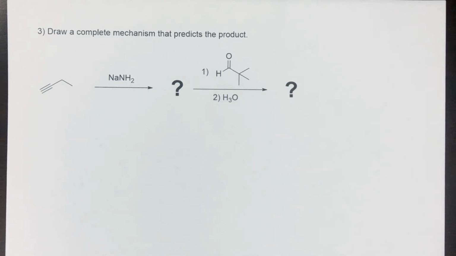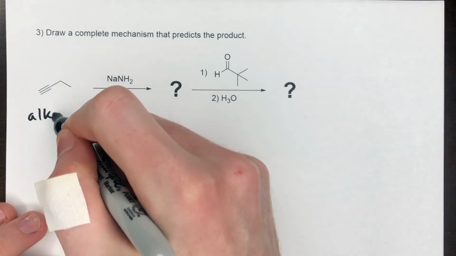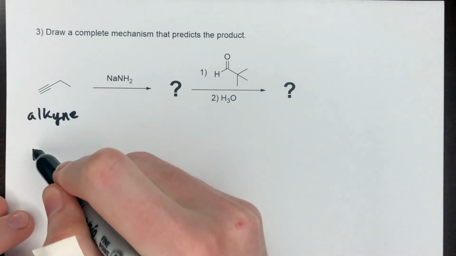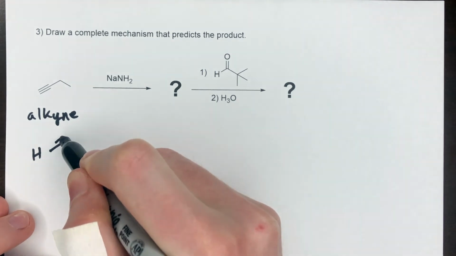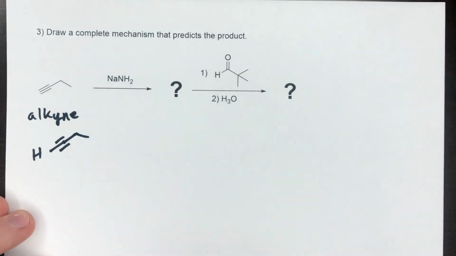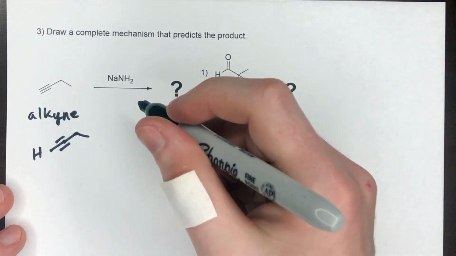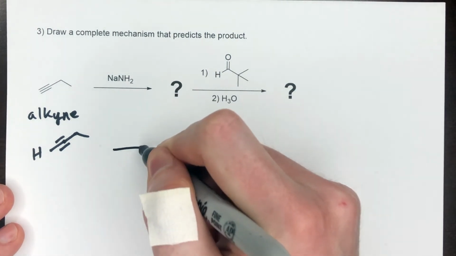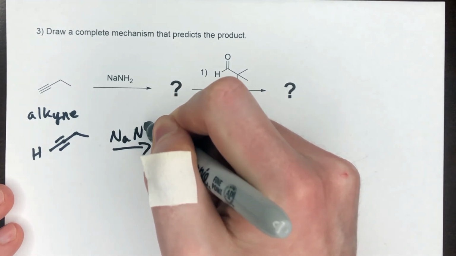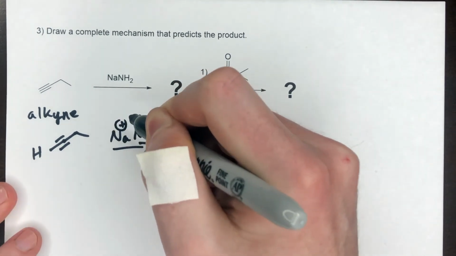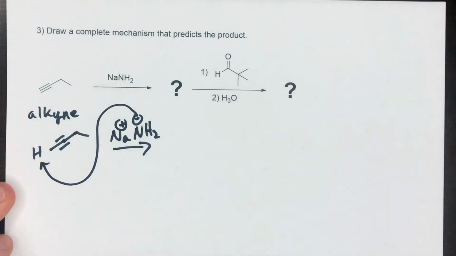All right, this is the last question for this video, and again we're asked to draw a complete mechanism that predicts the product. So here we have an alkyne with a terminal proton. So terminal protons in alkynes we know are acidic because of the hybridization of the carbon that it's bound to. The sp hybridization makes that proton very acidic, so something like sodium amide is a strong enough base that can remove it, which is what we have here. Sodium amide, extremely strong base. This will undergo an acid-base reaction at that proton and form then a carbanion.